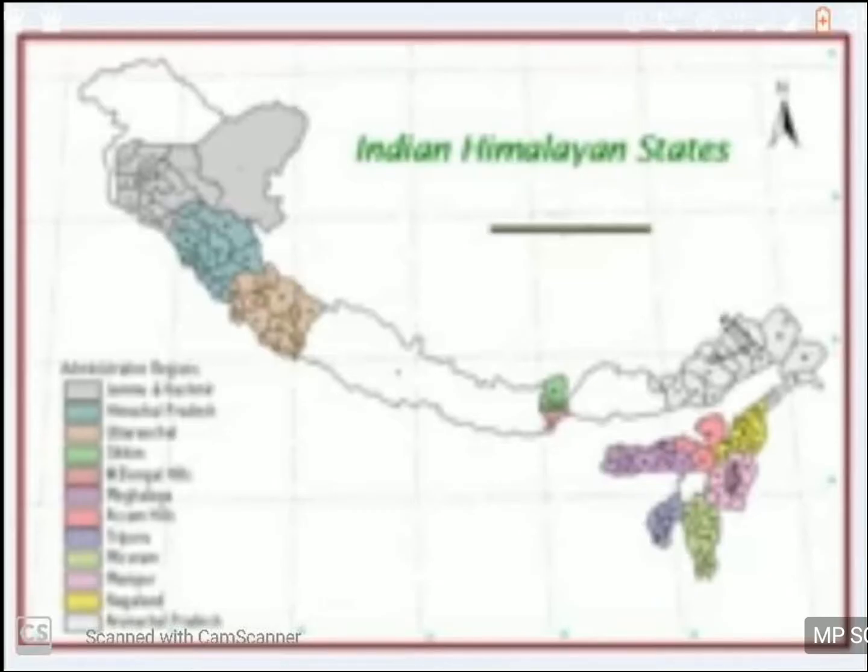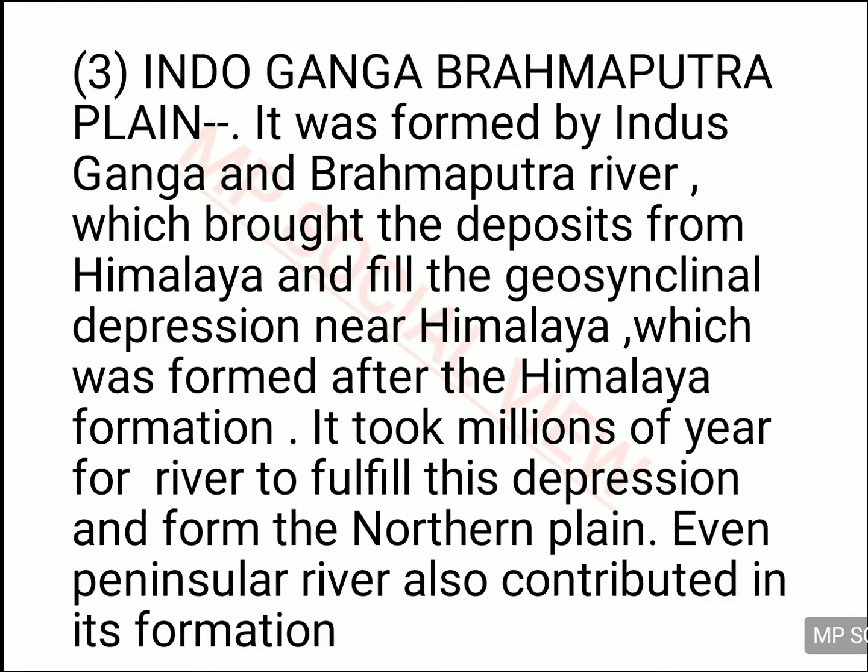So this is the part of our northern mountains, and it also extends to the northeastern states of India, as you can see. And now we are going to read the third geological division of India, and that is the Indo-Ganga-Brahmaputra plain. It is called this because it is mostly formed by the erosional deposits of the Indus river, Ganga river and Brahmaputra river. Though many other rivers also contributed, the main contribution was from these three rivers. So it is named the IGB plain, or Indus, Ganga, Brahmaputra plain.